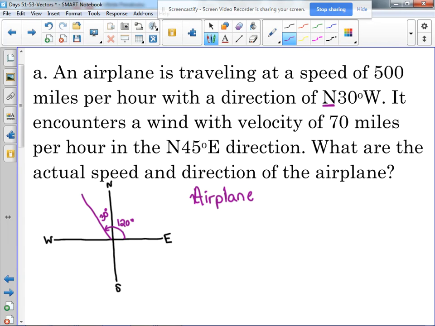Okay, so we're going to break this down. We're going to do the airplane. We're going to find its components. Its velocity is 500. We need to find its x component, so we do 500 times the cosine of the angle. Its y component is its velocity times the sine of the angle.